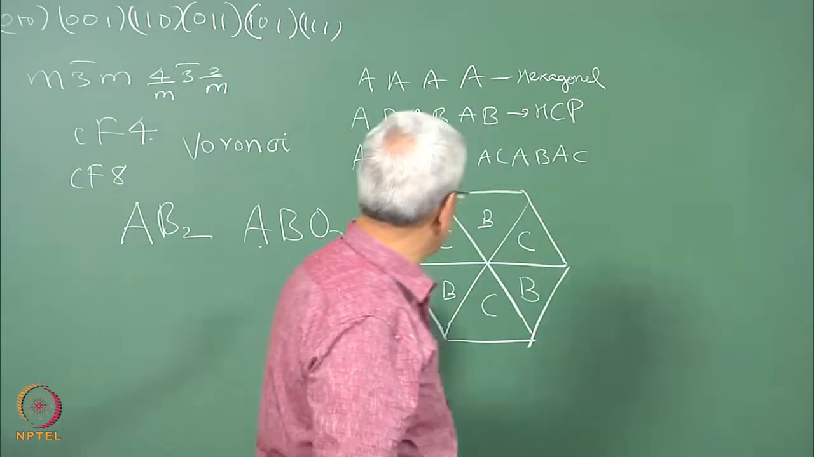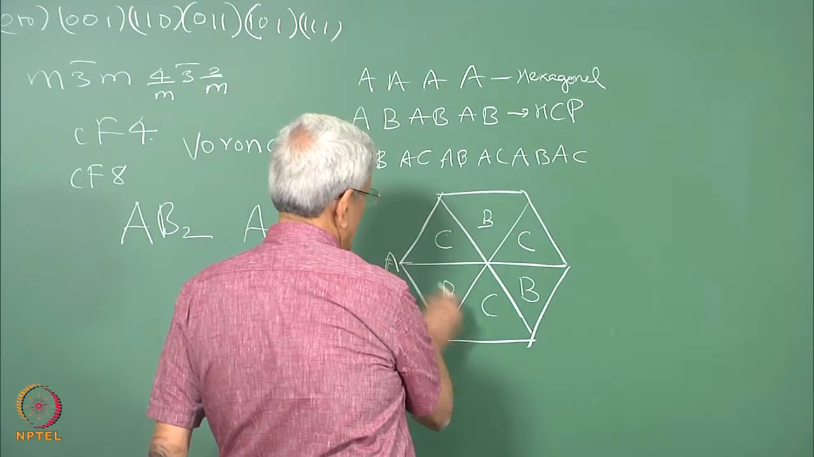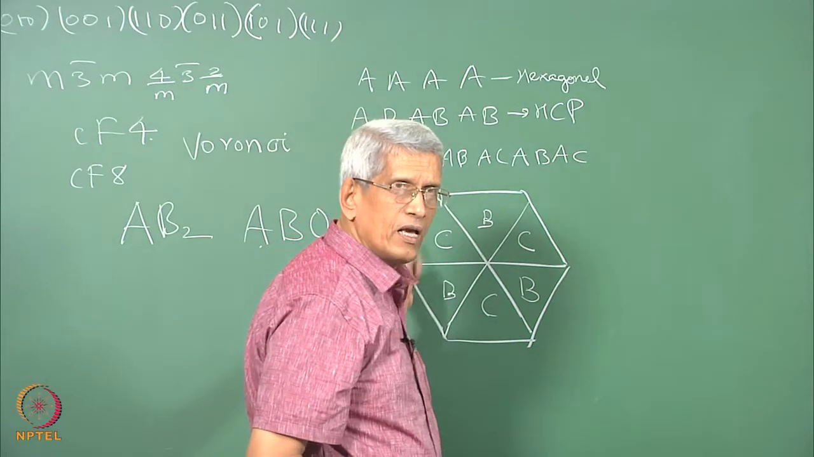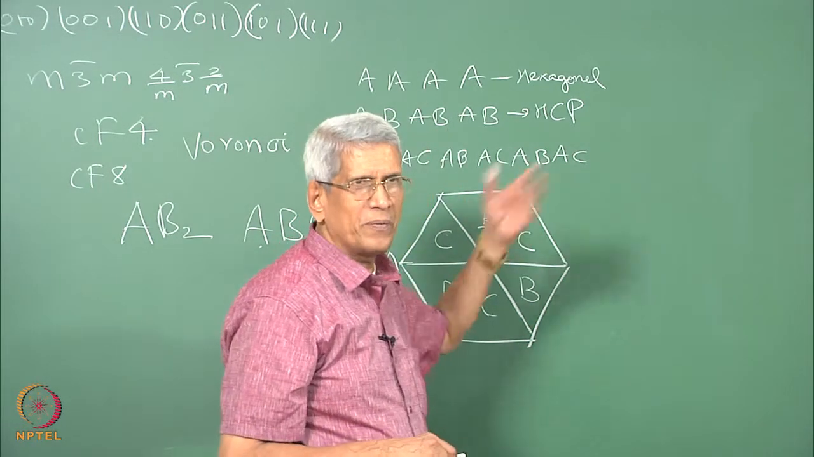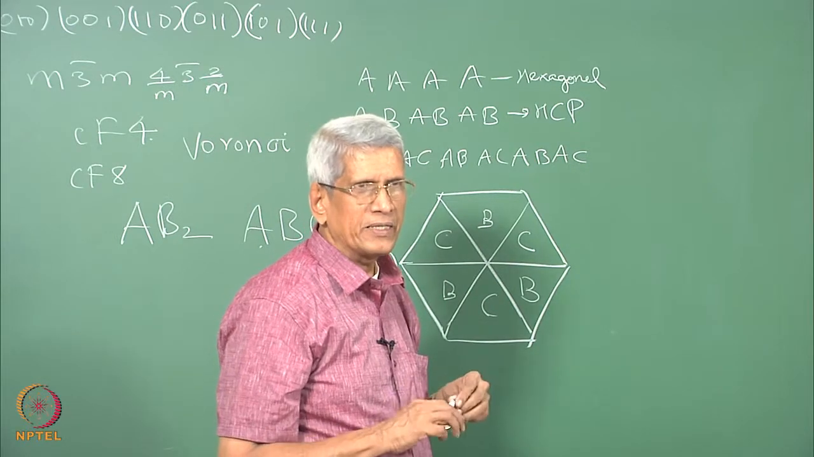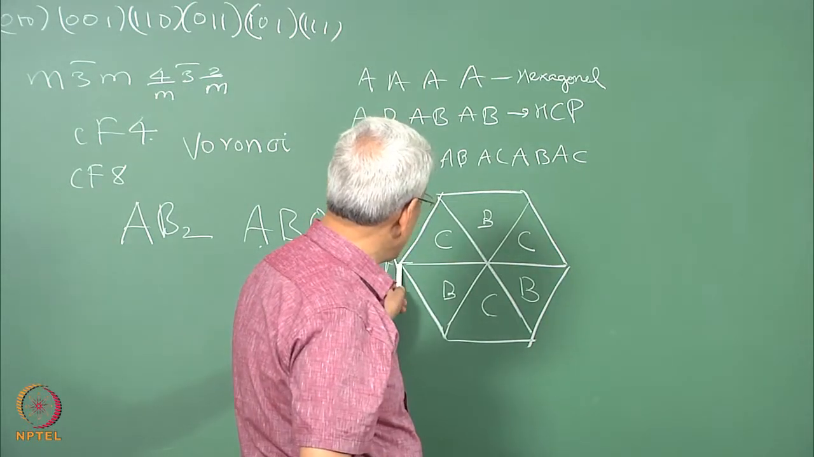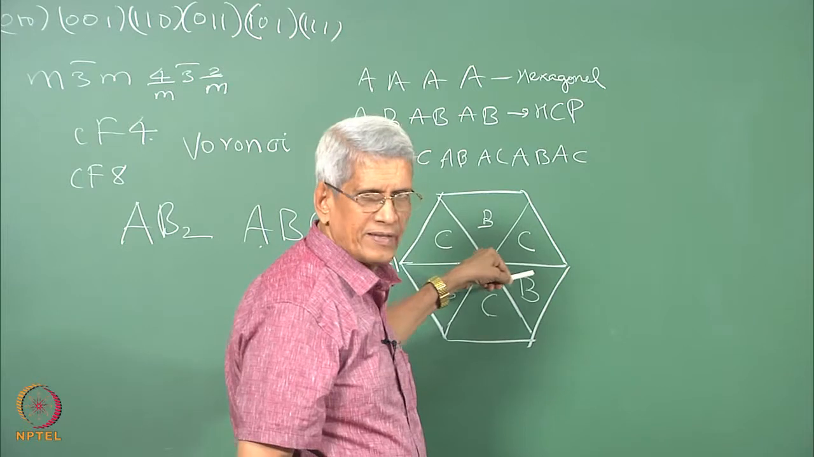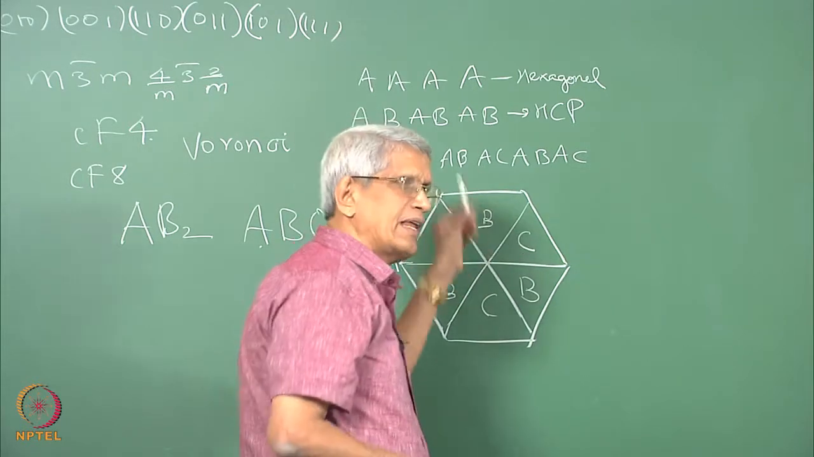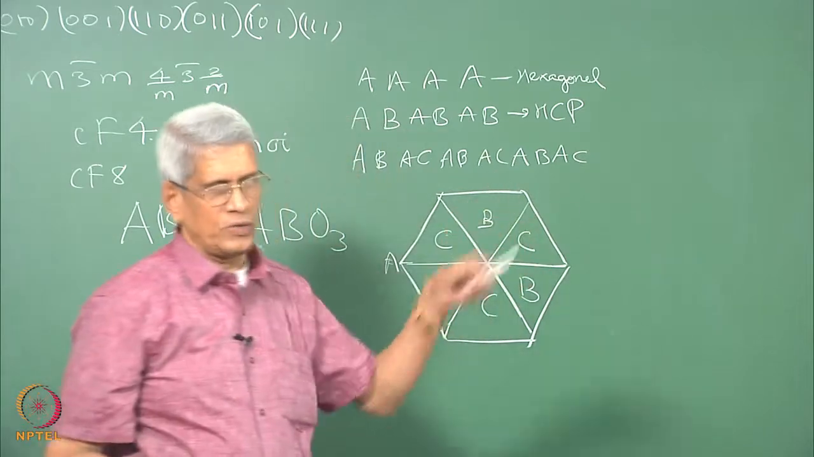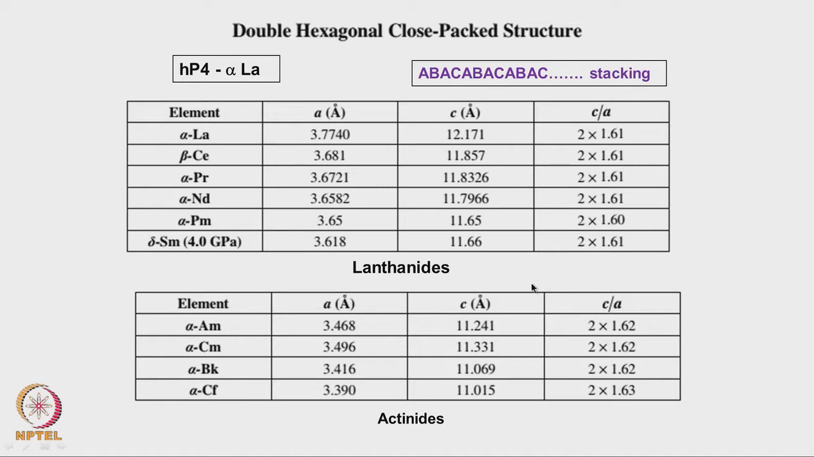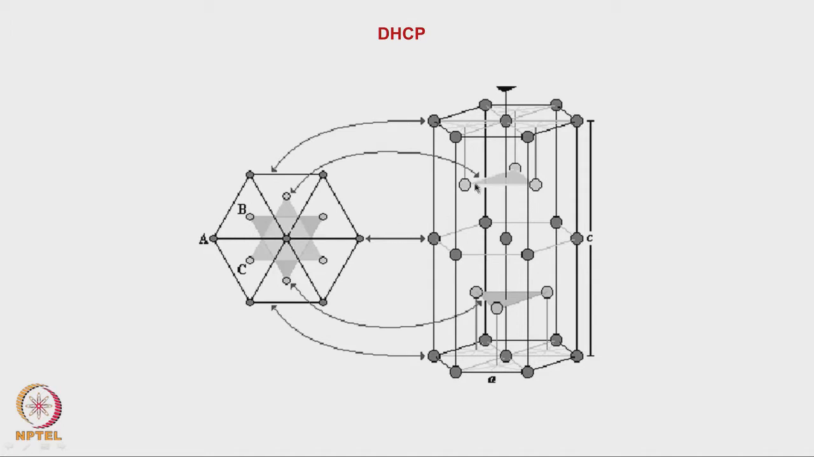If we keep this A position and the next layer in this position, hexagonal lattice, next layer on top of A, if we continue, it turns out to be an HCP lattice. Instead, if A, B is kept here, A on top, then the next layer turns out to be a C layer, then the next layer is again an A layer. In this, many of the lanthanides go into that particular type of structure.